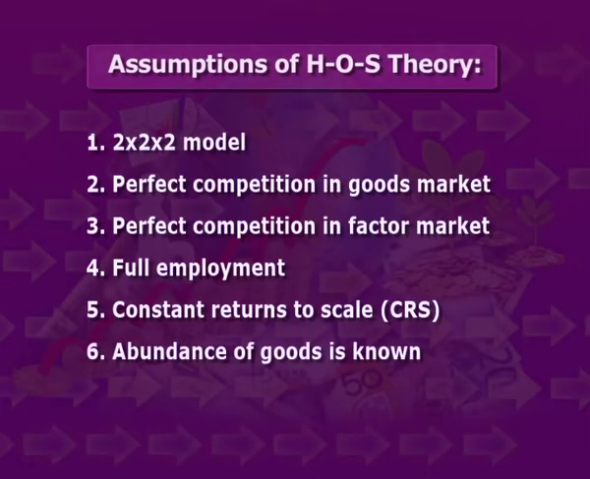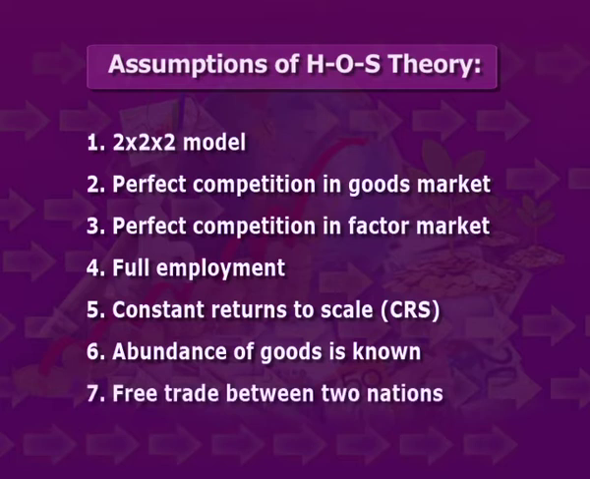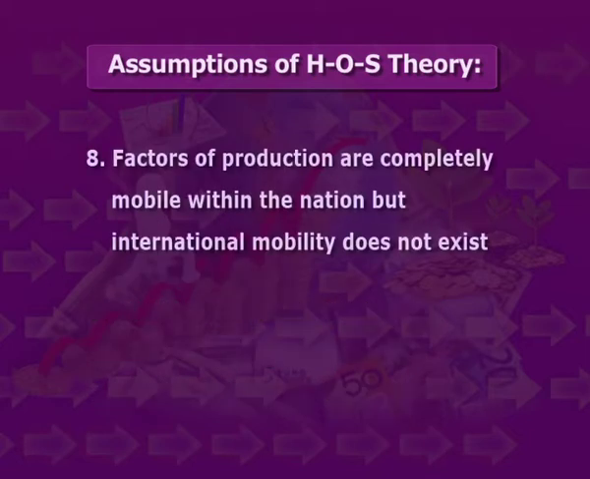We can know the abundance of goods. One cannot change the abundance of goods. There is free trade between two nations. There are no restrictions like tariffs, quotas, etc. The factors of production are completely mobile within the nation, but they cannot move from one nation to another. Therefore, international mobility does not exist.